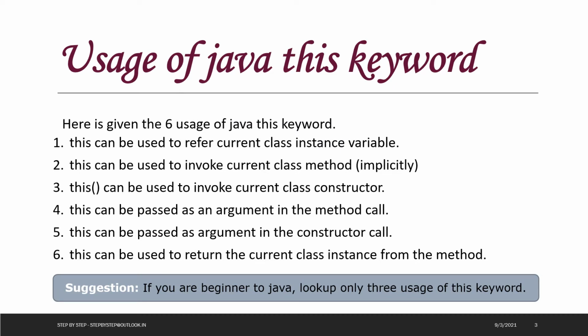So we are going to discuss six uses of the this keyword. This can be used to refer to the current class instance variable. Then this can be used to invoke the current class method implicitly. Then this can be used to invoke the current class constructor. This can be passed as an argument in the method call. This can be passed as an argument in the constructor call. This can be used to return the current class instance from the method. So these are the six uses of the this keyword.